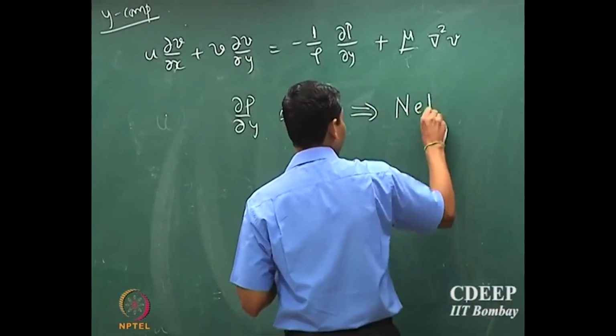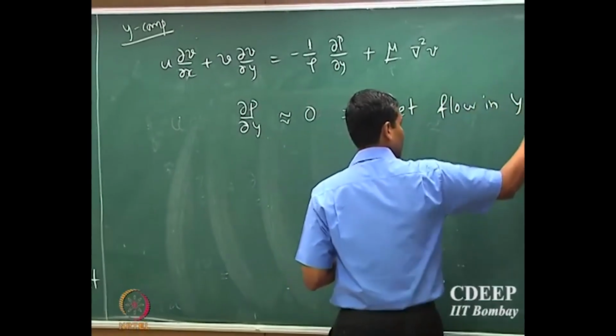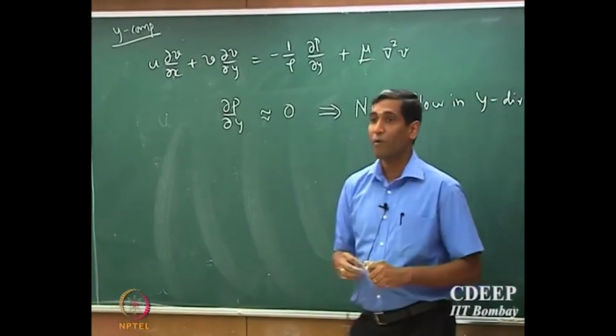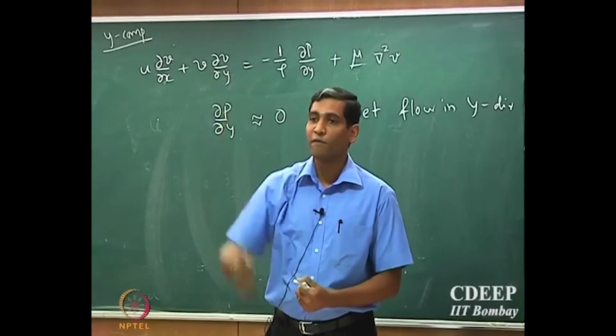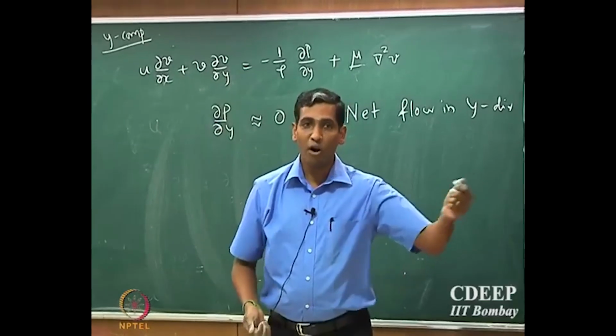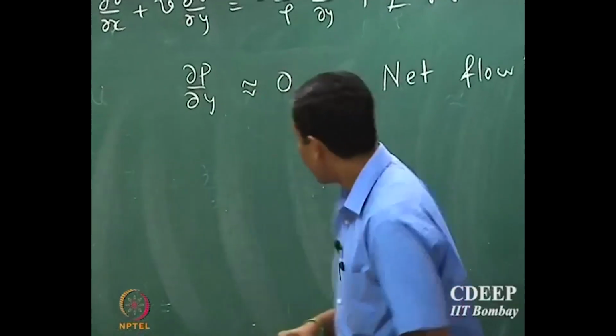Remember that it is only a net flow. This does not mean that the y component velocity is 0. It only means that there is no net flow of the fluid in the y direction.